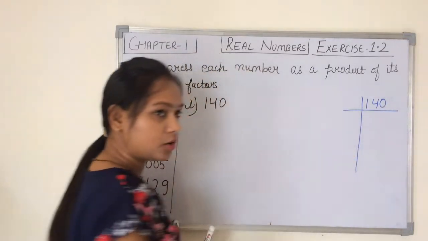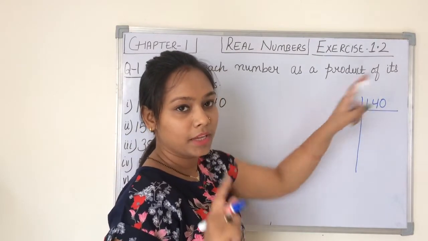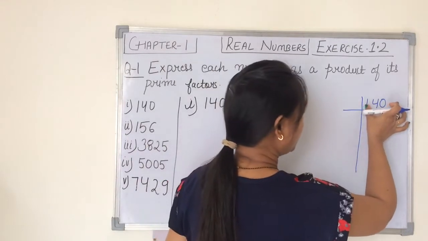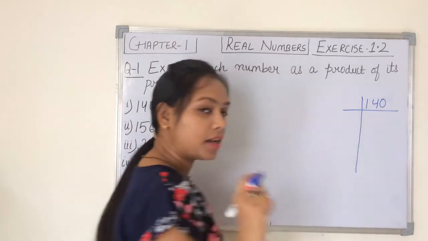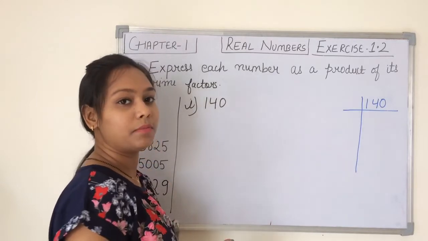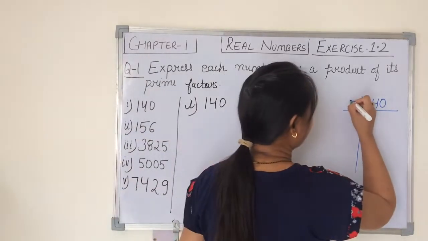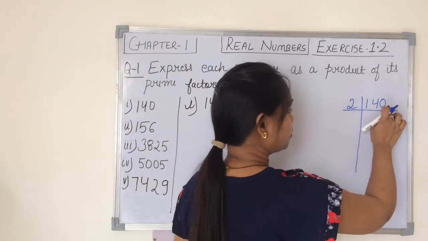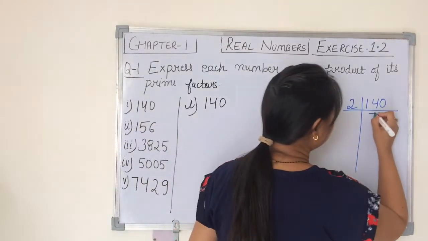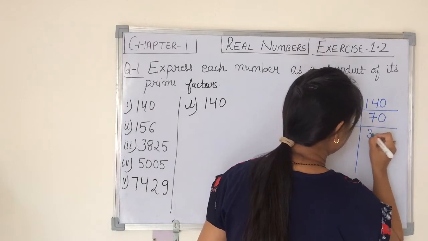Since it has 0 at its unit digit, it will be divisible by 2 and 5 both. 2 और 5 से ये divisible होगा. If any number is having 0 at its unit place, then that number becomes divisible by 2 and 5. And if any number is having an even number at its unit place, then also that number is divisible by 2. So it will go 70 times. Again we have got 0. 2 से divisible है, 35 times.